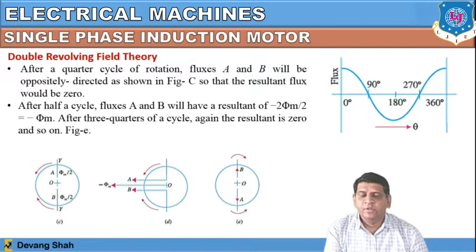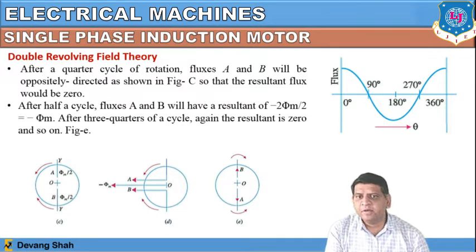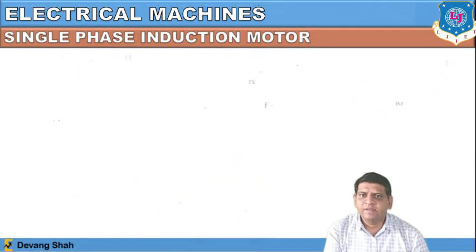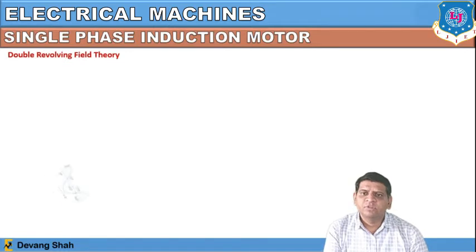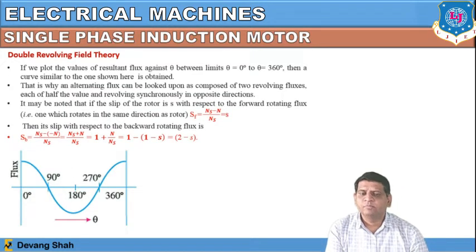So here the production of magnetic flux, or the behavior of magnetic flux, has now become sinusoidal. That means there is no cancellation of flux throughout the full cycle of the single phase signal, right? So by this theory we can solve the initial torque problem using this double revolving field theory.